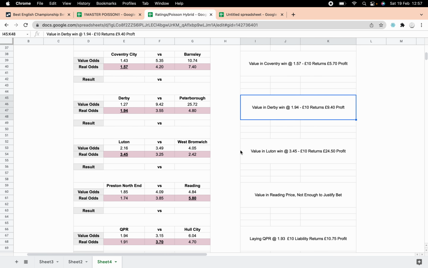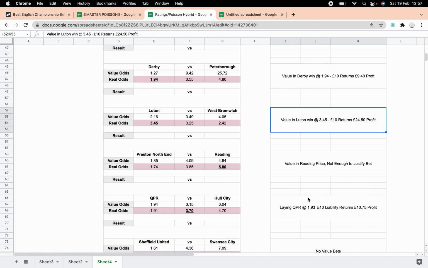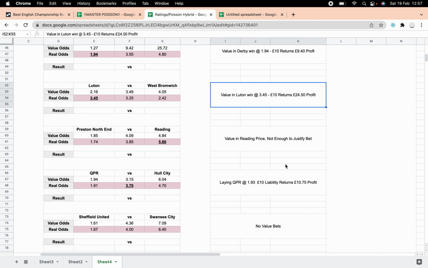Luton West Brom, a tricky one this. I don't normally like to oppose teams like West Brom because they've got so much quality in the team, but they're not on a great run. The new manager bounce isn't really going to bounce that high, I don't think, because it's not brought a feel-good factor to the club, I don't think, with the appointment. And Luton, they're strong, and at home especially, so 3.45, I like that. £10 returns £24.50.